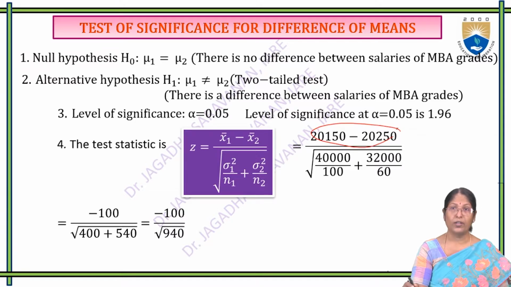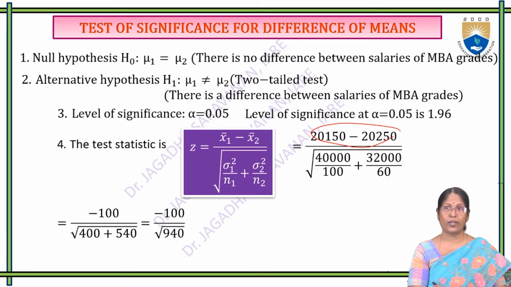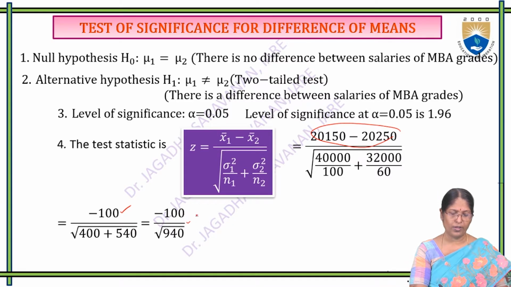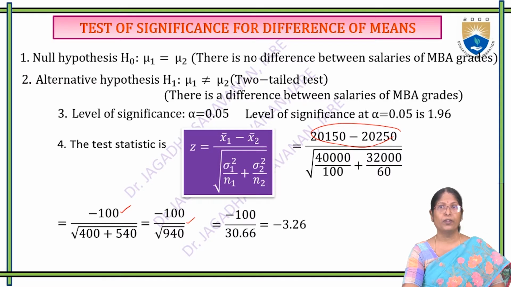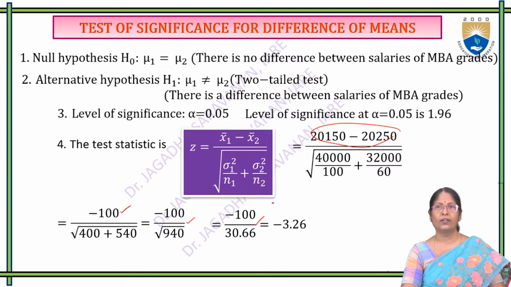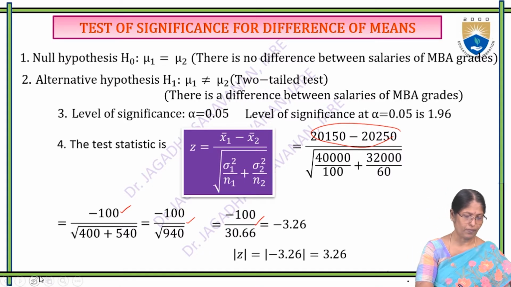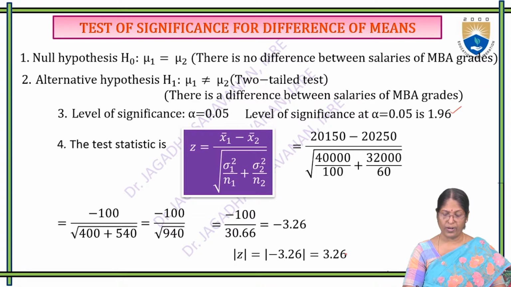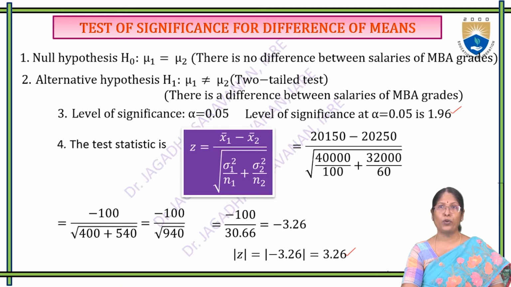The numerator part, the calculation gives minus 100. We can see it here. The denominator is the square root of 400 plus 540. So finally we obtained minus 100 divided by the square root of 940. Simplifying, minus 100 divided by 30.66, the final output is minus 3.26. So we need mod Z. The modulus of Z is 3.26. The tabulated value is 1.96, whereas the calculated value is 3.26 using this test statistic.